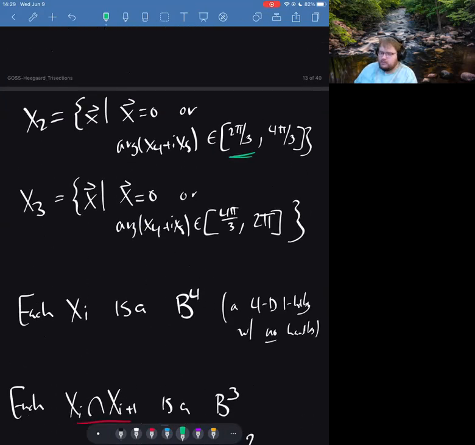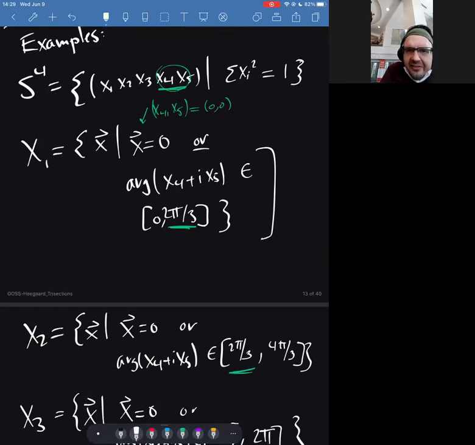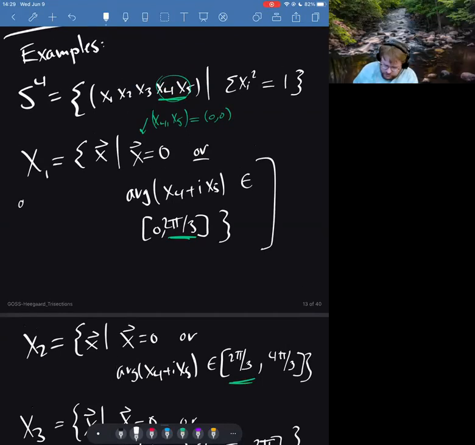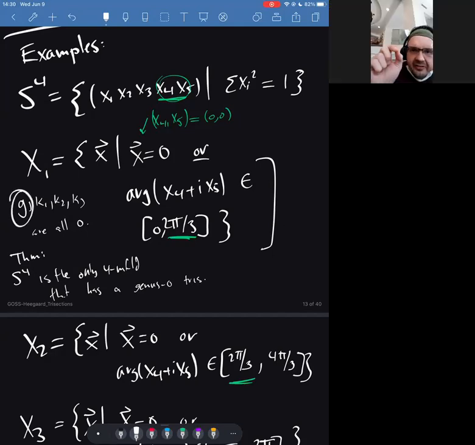So this is a trisection, right? Can you say what the G and the K occurring in the definition end up being here? So here, G, K1, K2, and K3 are all zero. And the theorem that S4 is the only four-manifold that I care about that has a genus zero trisection. It's the only thing that you can split using three spheres. Okay, the genus is the center, the triple intersection? Yeah. It's this G. Okay.